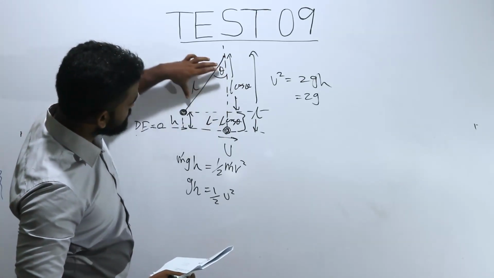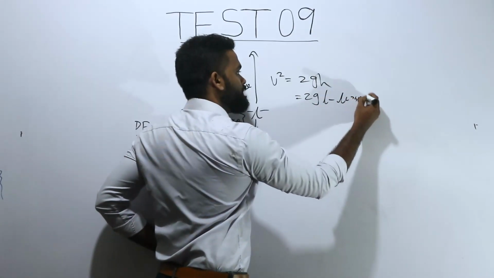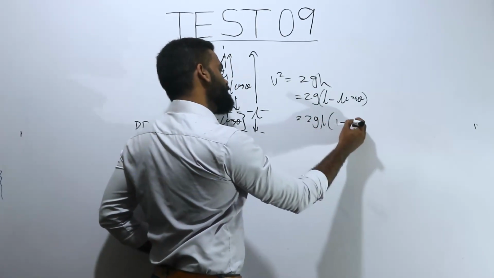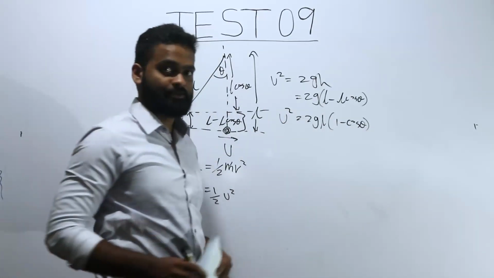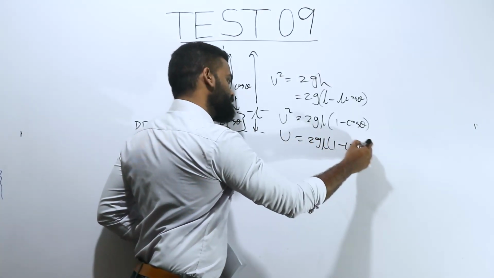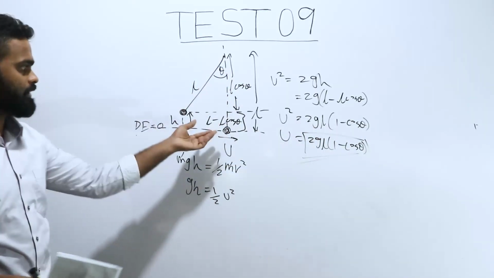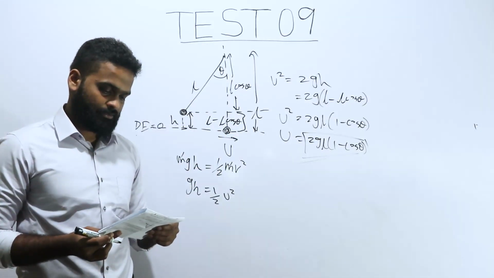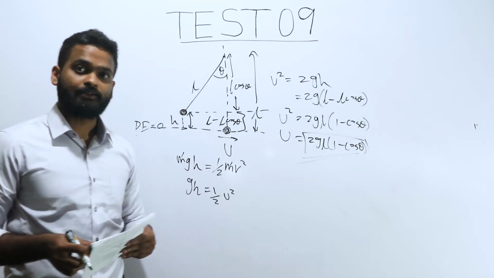This is the length of the string L minus this length, which is L cos theta. This is the adjacent side, so it should be L cos theta. L minus L cos theta is h. Then you can take L out. Inside the brackets, it would be 1 minus cos theta. This is equal to v squared. Then v is equal to root of 2gL(1 minus cos theta). So this should be the velocity of the object here. So the answer for that should be the fourth one for the ninth question.